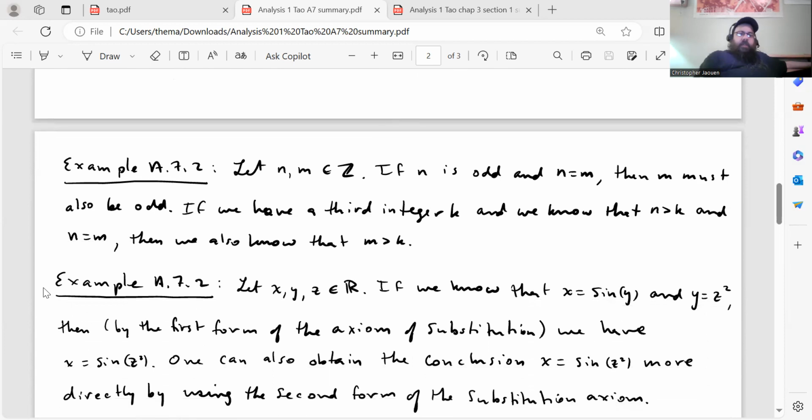Next example, let m, n be integers. If n is odd and n equals m, then m must also be odd. That's again by the axiom of substitution, because if n has property p, which is the property of it being an odd natural number, and n is equal to m, then m must also have that property. If we have a third integer k, and we know that n is greater than k, and n equals m, then we also know that m is greater than k. So again, it's just some more examples.